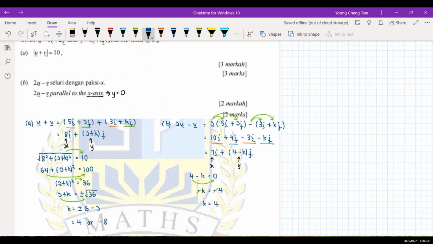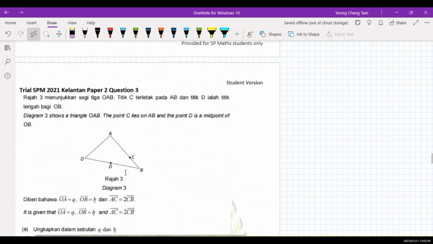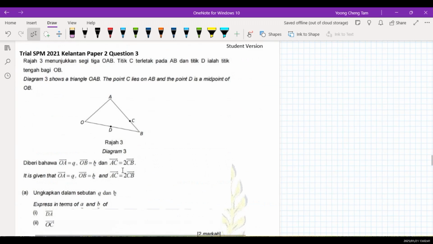Okay, so that's the answer for the question. Now let's move on to the next question. This question has come from Kelantan. Diagram 3 shows a triangle OAB. Point C lies on AB, but because the question didn't say what the ratio is, or whether C is the midpoint of AB, later we'll have one more piece of information. So we leave it first.